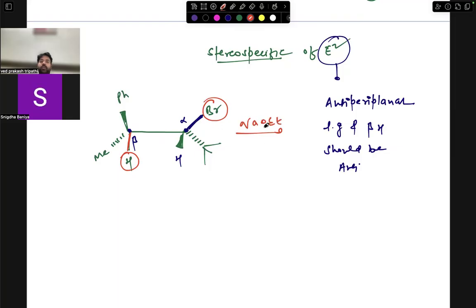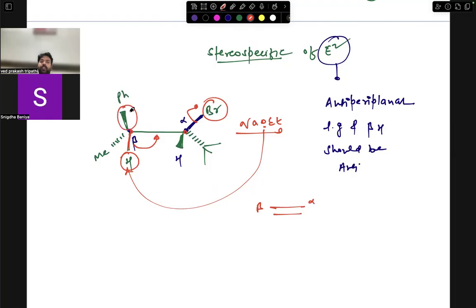So the base is going to grab this hydrogen. It would donate the electron to this bond and Br leaves. Clear? So what should be my product? Look at the carbon, alpha and beta. There should be a double bond between the alpha carbon and beta carbon.